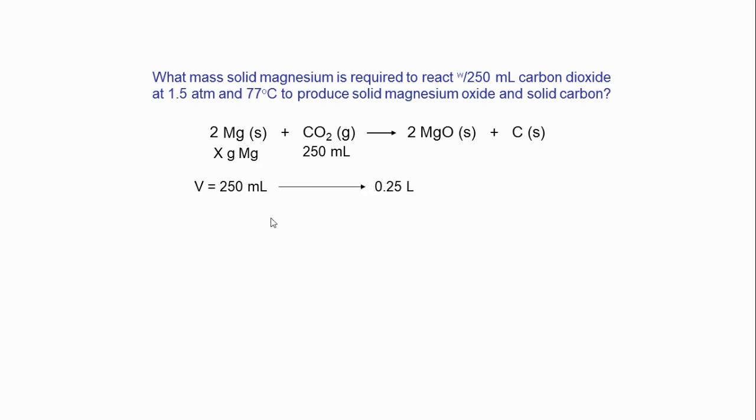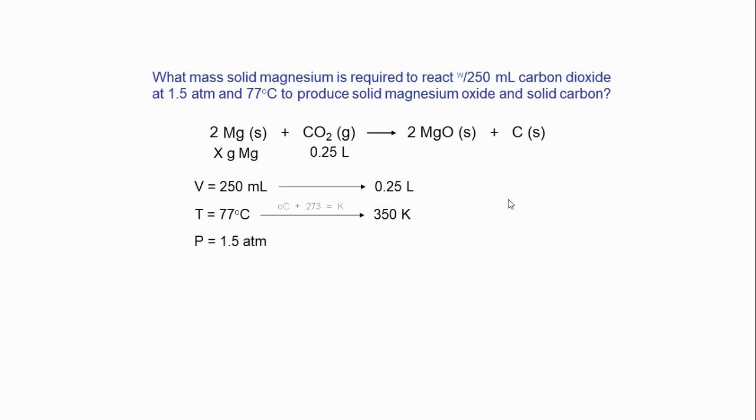What other information do we have? Read the question again. All right, we have the temperature. It's 77 Celsius. I heard you. Convert to Kelvin by adding 273. So that's 350 Kelvin. And then go ahead and put the pressure in.